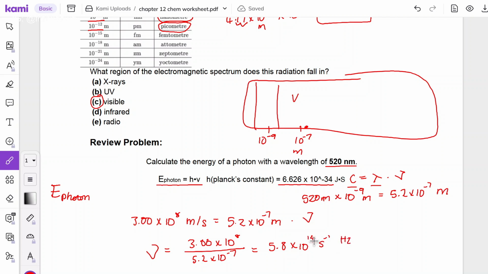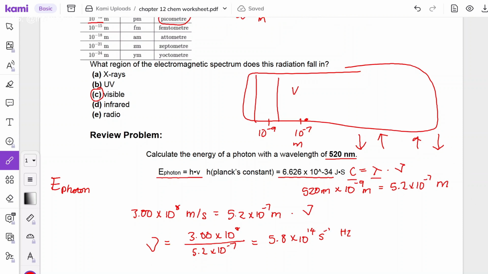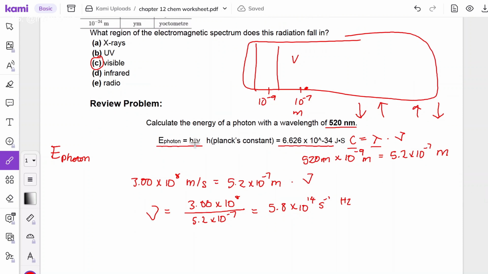This is a really large number because the wavelength of this photon is so small, which increases the frequency, which goes with what I was saying earlier. The smaller the wavelength, the bigger the frequency. The smaller the frequency, the bigger the wavelength. They're inversely related to each other. So now we have the nu, we have the frequency. So the rest is just to plug it in.